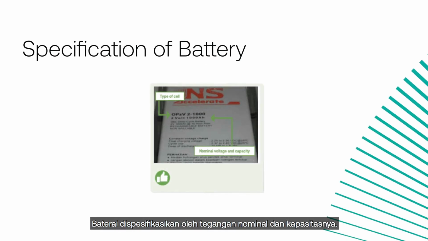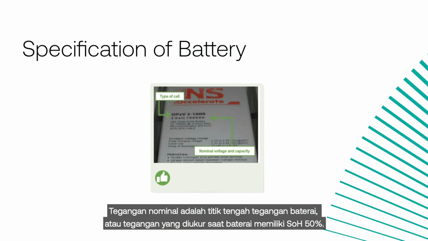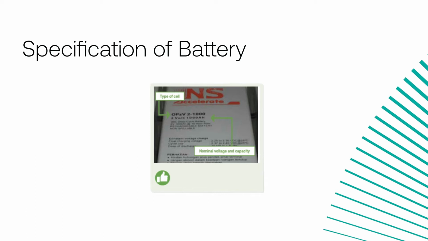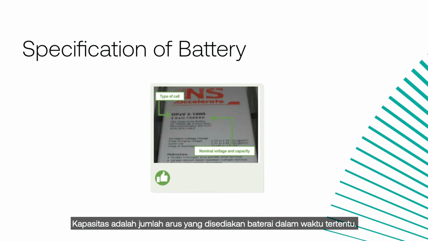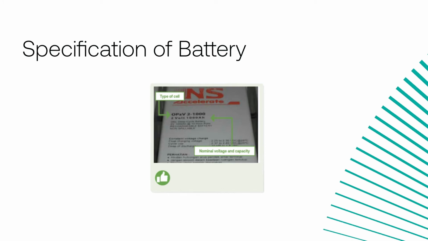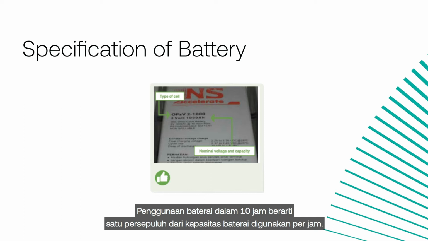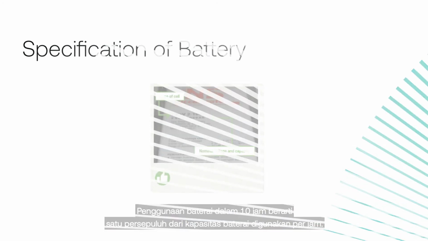Batteries are specified by their nominal voltage and capacity. Nominal voltage is the battery midpoint voltage or voltage measured when the battery has a 50% state of charge. Capacity is the amount of current that the battery provides in a given time. Battery usage in 10 hours means that 1 out of 10 of the battery capacity is used per hour.